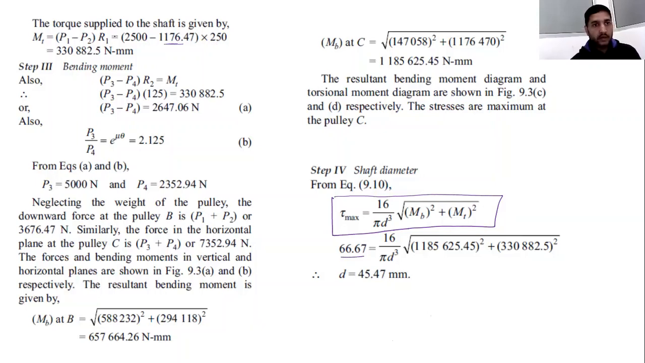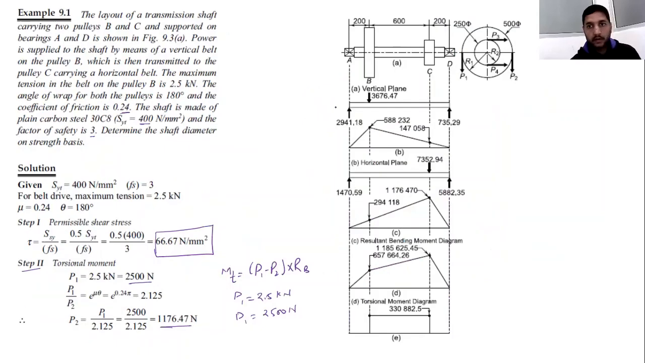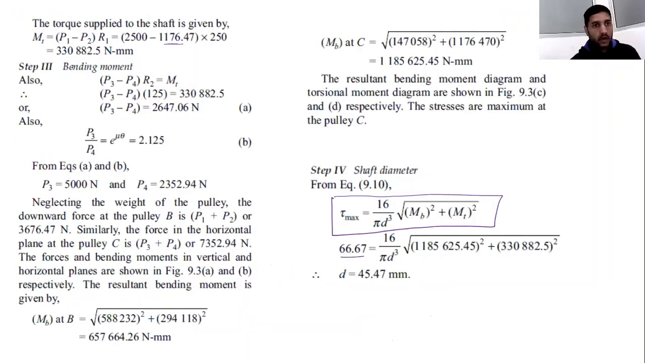What was its diameter? The diameter is given to us, that is 500, you can see here, so the radius will be 250. I hope it is clear. So now we are getting Mt as 330,882.5 Newton mm. Okay, so this is the value we are getting.